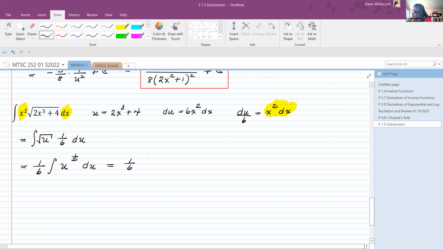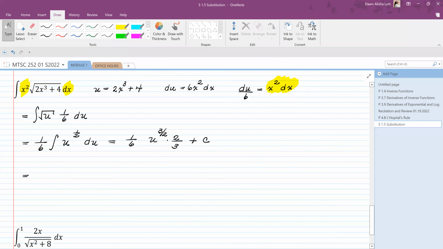How do you integrate u to the 1/2? So you're going to add 1, so u to the 3/2, and then multiply that by 2/3. Multiply by 2/3. That's where we divide by the top. Okay. So now we get 2 over 18, so 1/9. 1 over 9, u to the 3/2 power plus c. And then what do we get? You plug back u in, so 1/9, 2x to the third plus 4 to the 3/2 power.